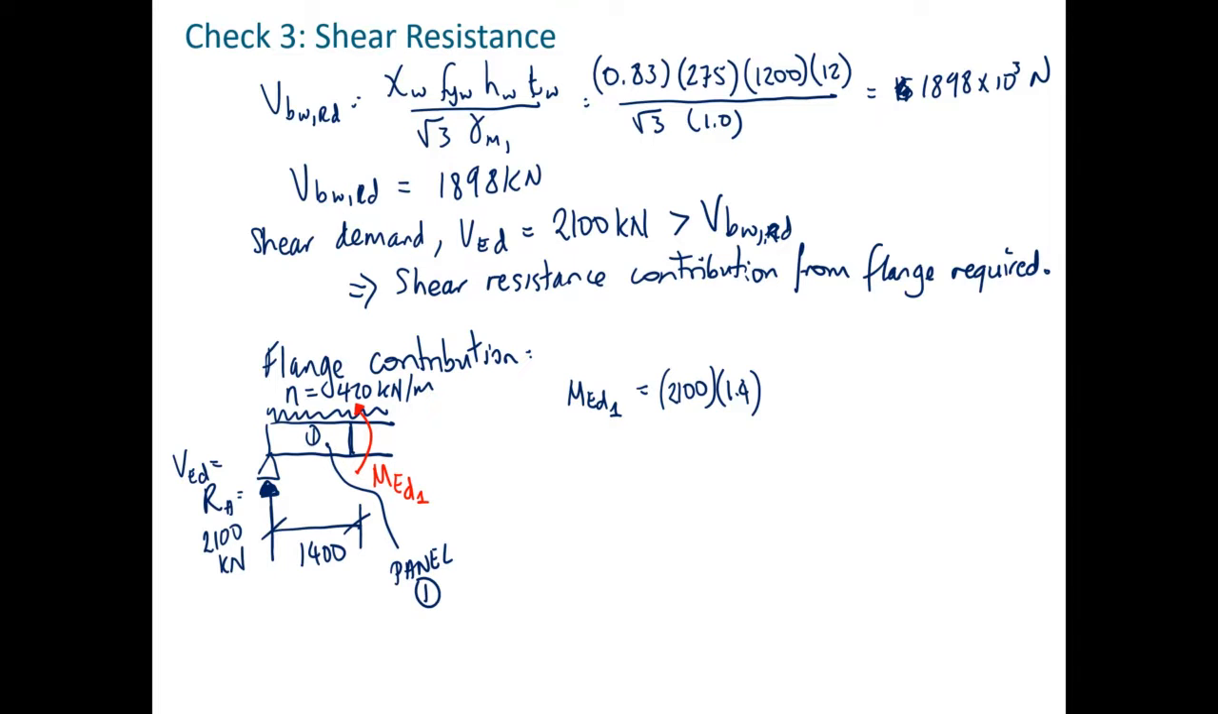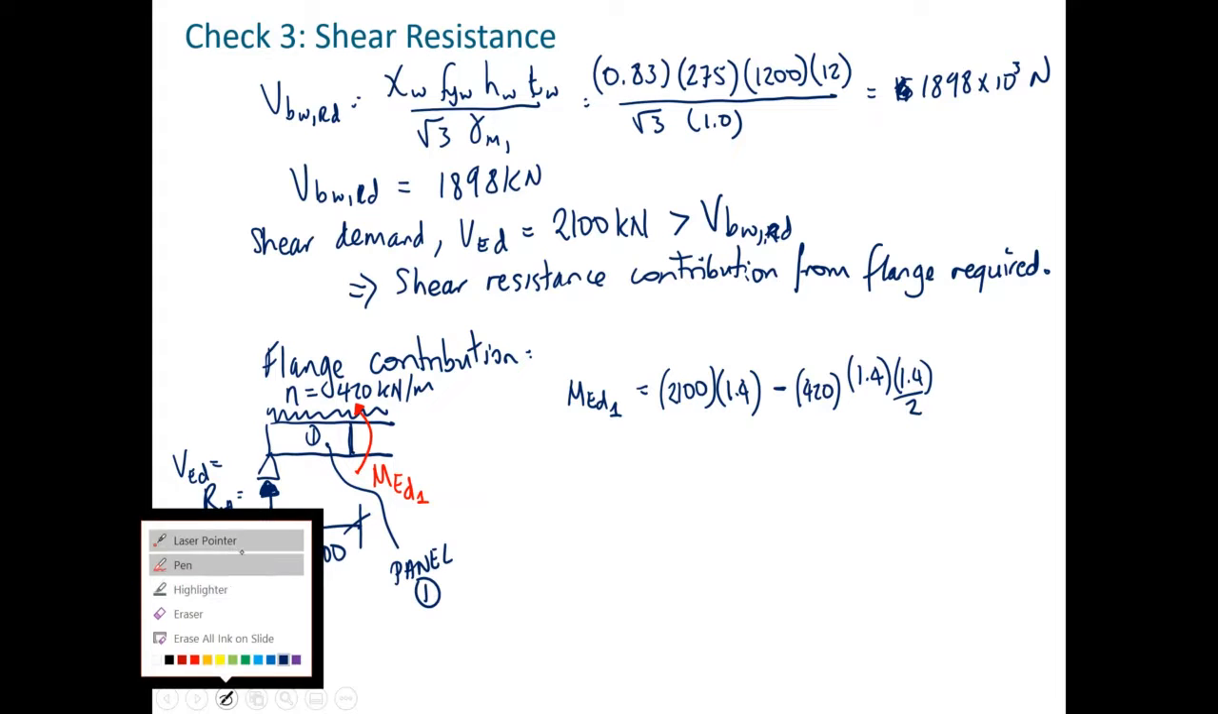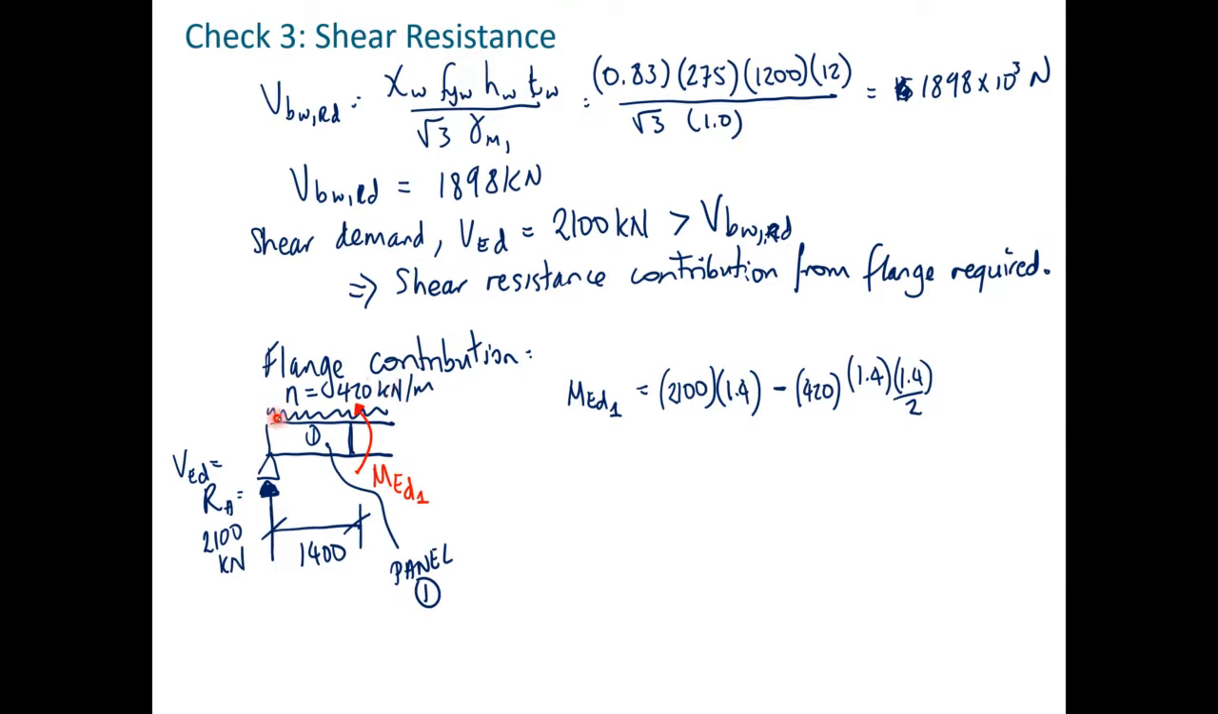And then what else is going the other way? Sorry, so counterclockwise, we've got the load coming down, which is 420 kilonewtons per meter length. It's acting over a length of 1.4 meters, and then the centroid of where it's acting is 1.4 meters divided by 2. Okay, so it's this 420, acting over this 1.4 meters here, and the center of where it's acting is 1.4 meters out divided by 2. So that's 1.4 divided by 2.